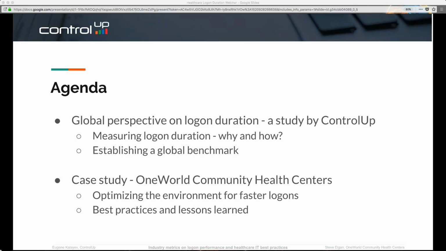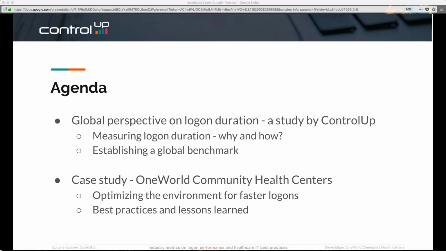So why monitor logon duration? This is one thing that we're going to discuss. We're going to talk about establishing a global benchmark. Why is it important to have a global benchmark for something like logon duration? Why should you be worried about logon duration, especially if it's not good?